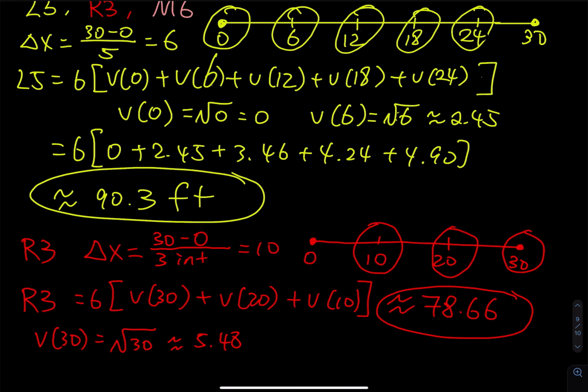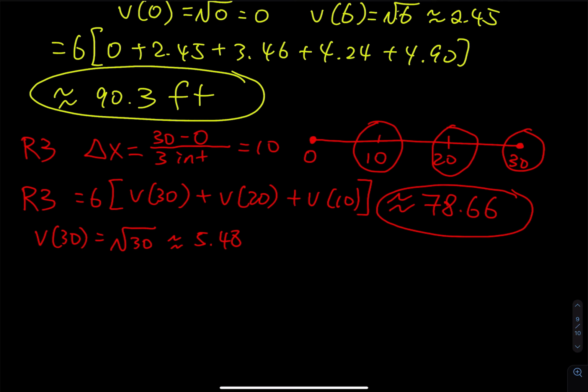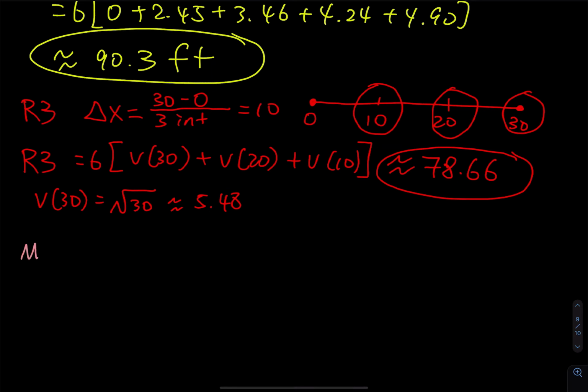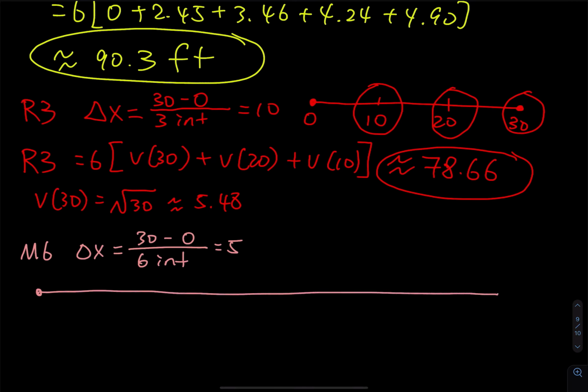The last one is M6, so we will be using 6 subintervals, midpoint. Follow the color code, so we have M6, delta x, that is 30 minus 0 divided by 6 intervals. Each interval is 5 units long. And then this is what we do. We draw a straight line. 0 plus 5 plus 5 plus 5 plus 5 plus 5 and then plus 5. So we have that. And then we are not done.